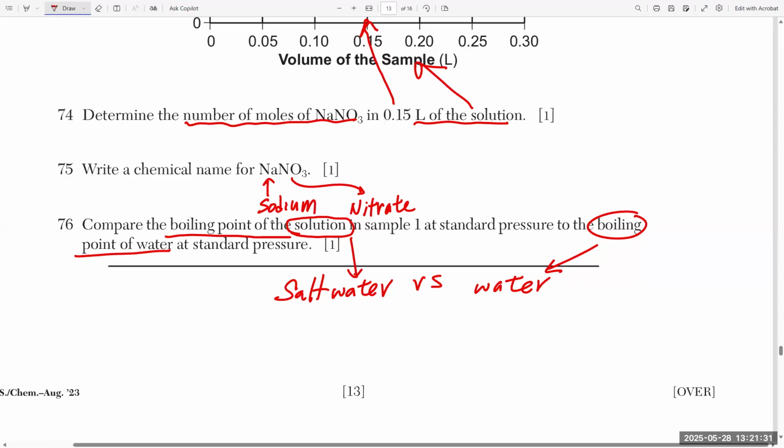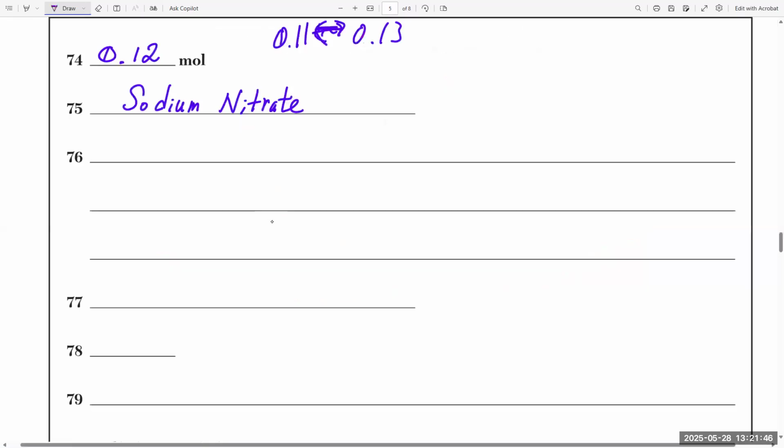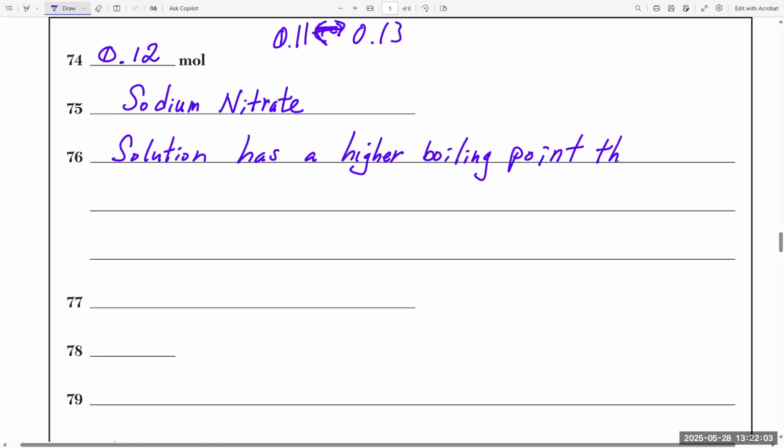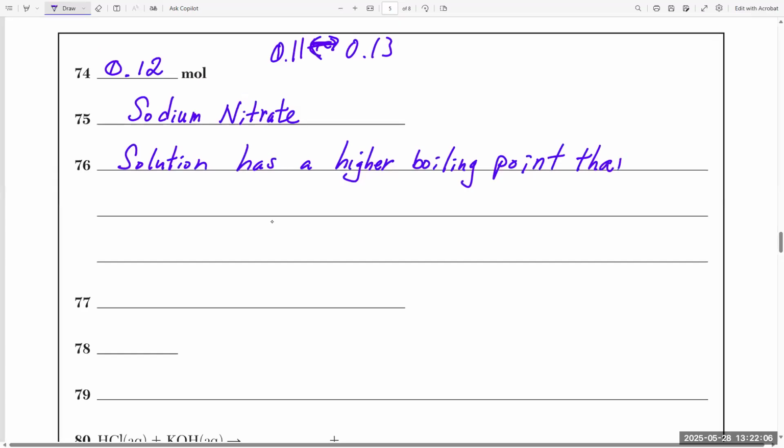And this, I can't help you. This is something that we did in class, and it's the definition of colligative properties. So you should know this. So we know that salt water has a higher boiling point than the water. Okay. So you would say solution has a higher boiling point than pure water. Okay. Number 77.